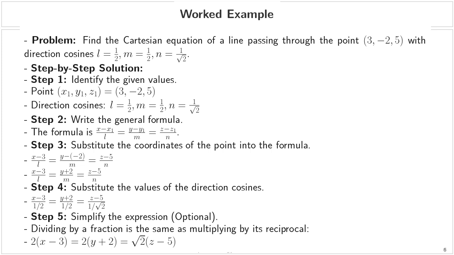2 times the quantity x minus 3 equals 2 times the quantity y plus 2, which equals the square root of 2 times the quantity z minus 5.